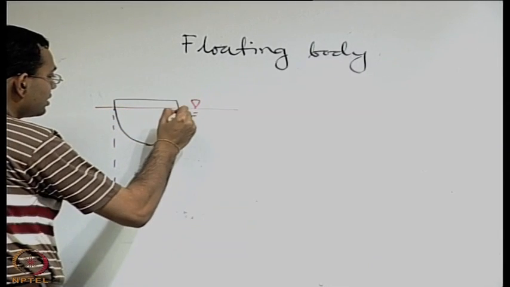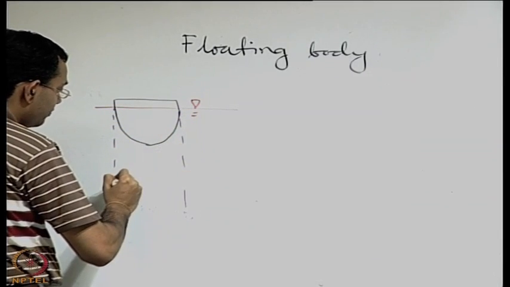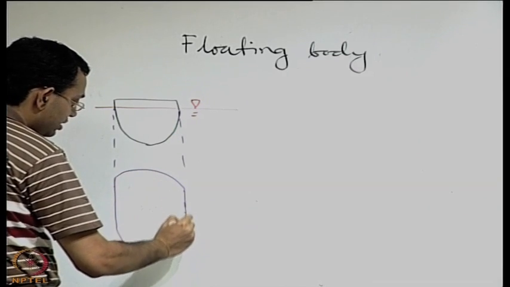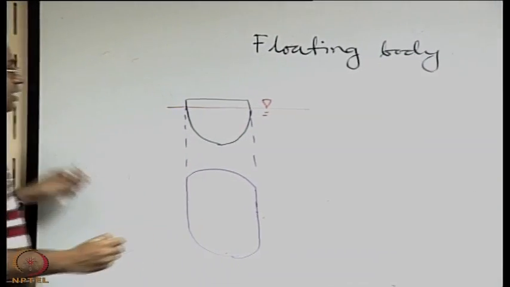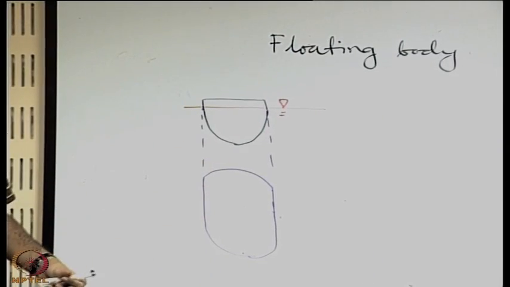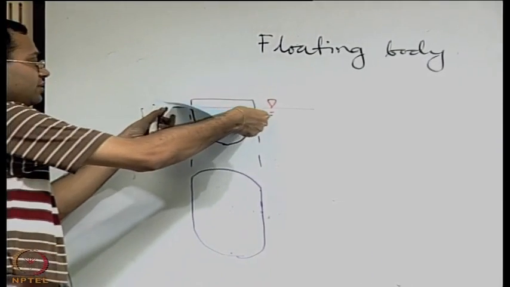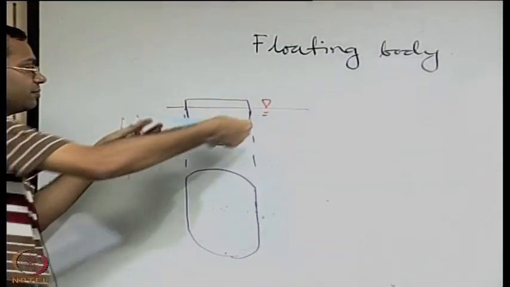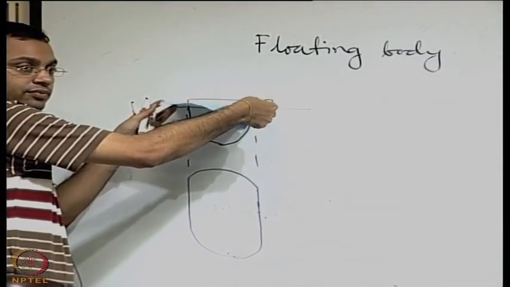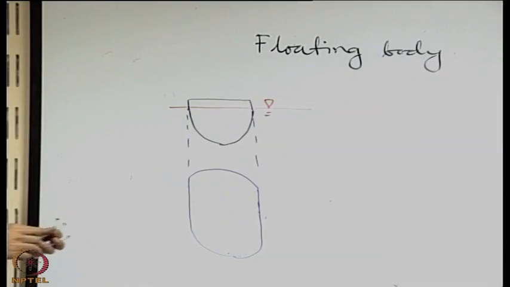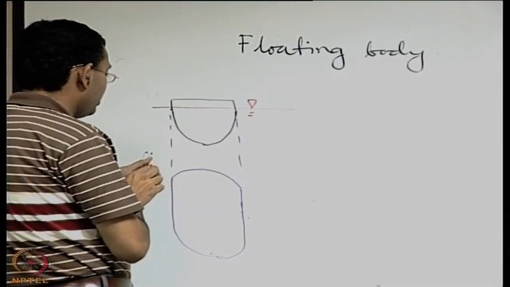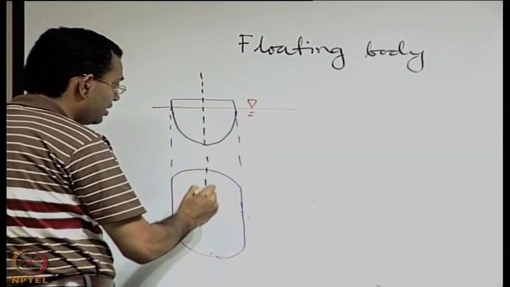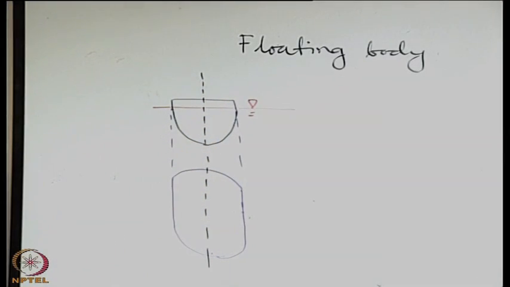If you consider its intersection with the free surface of the fluid, that is the sectional view of the intersection with the fluid, let us say that it is something like this. So whatever we have drawn, that plane is like this. Now we are assuming that this has an axis of symmetry, say this is the axis of symmetry.